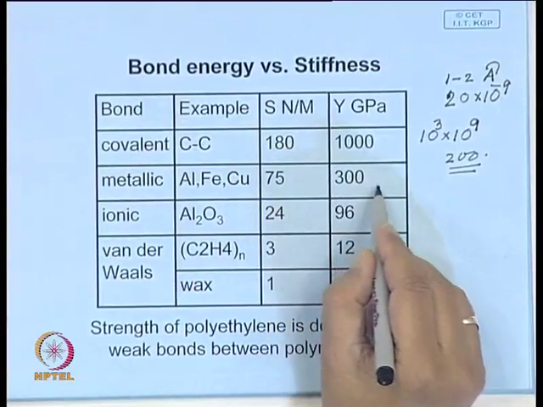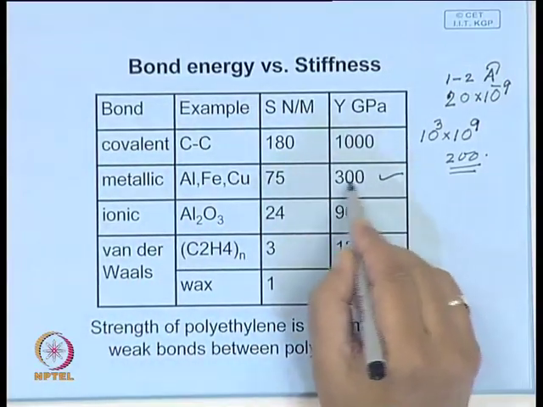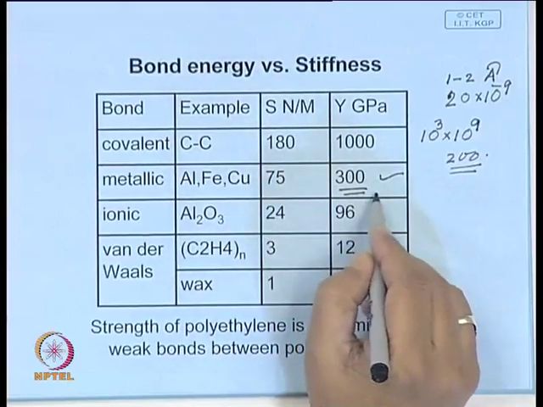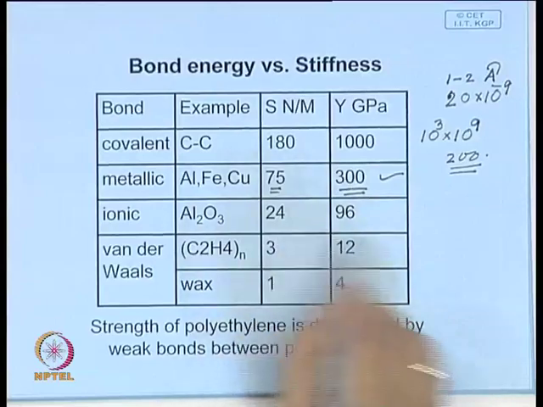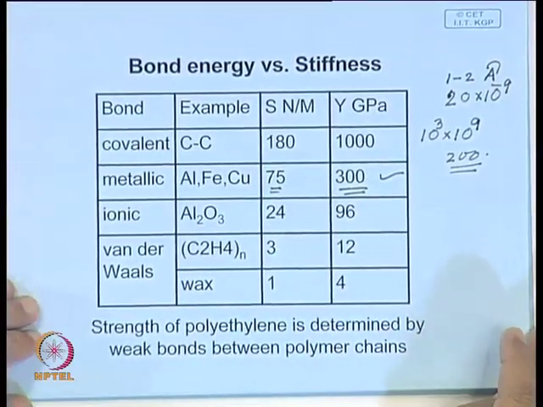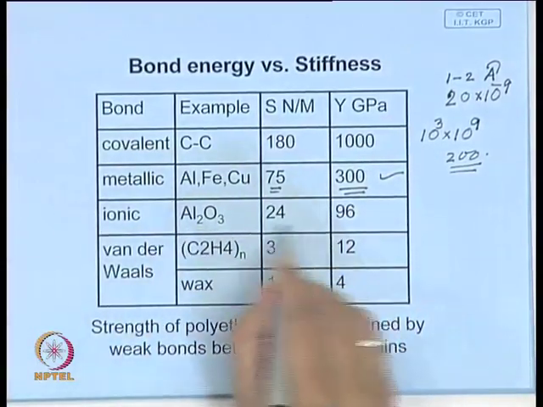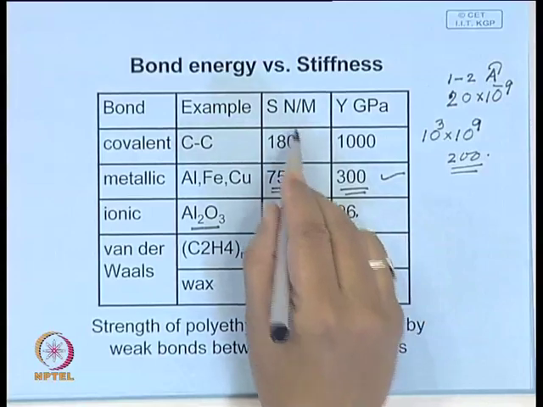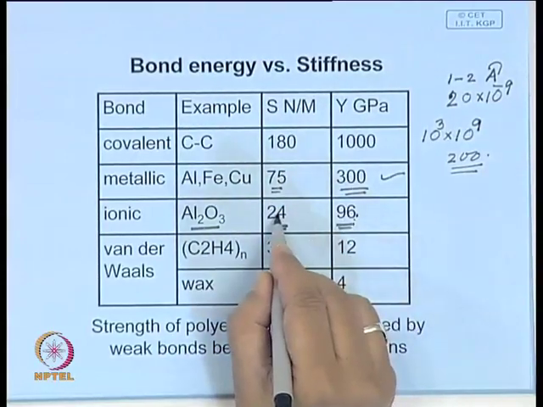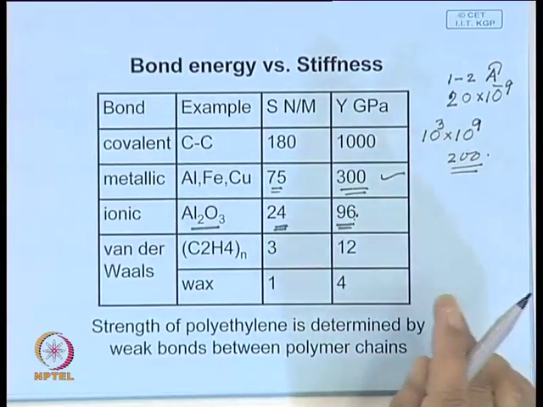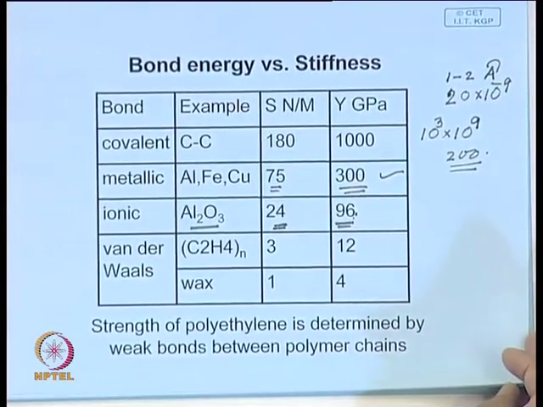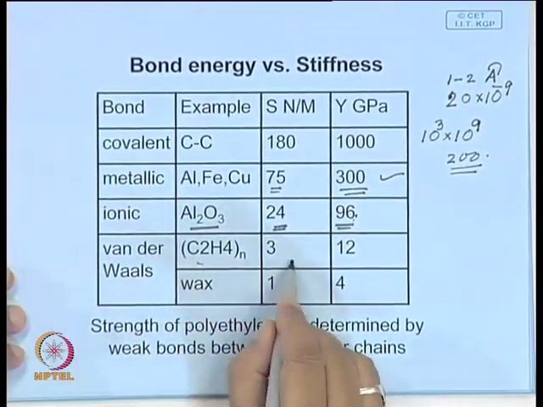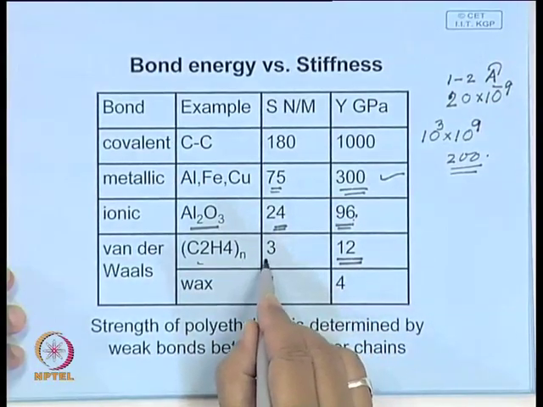So, here are the Young's modulus for a few metallic bonds, which is of the order of 300 GPa, and this is the Young's modulus of this order, and then the bond strength is this. Now, in an ionic crystal like alumina, the values are this. So, simply you multiply this by the nearest interatomic spacing, you get the stiffness. Now, if you look at the bond between these polymers, this is the Young's modulus and this is the stiffness.